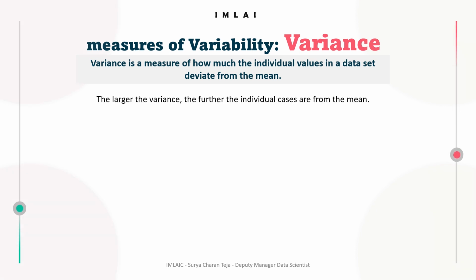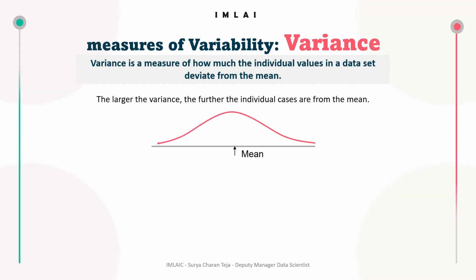Now let's see an example. The larger the variance, the further the individual cases are from the mean. Let's take this example. If you see the mean, as the variance is larger, the shape is bigger, and the mean is at the center. Now if you look at the individual cases, they're far away from the mean. You see that the larger the variance, the further the individual cases are from the mean.